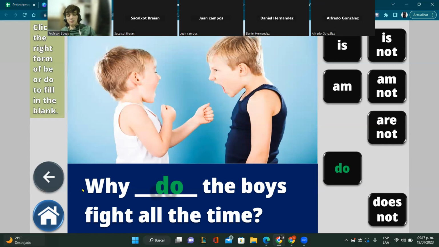So we have a verb here. Este es el verbo principal. Cuando el verbo principal está en su forma base, solo tenemos dos opciones, do or does. In this case, the only option is do because we have boys. Boys is a plural noun. That's the reason we need to use do.